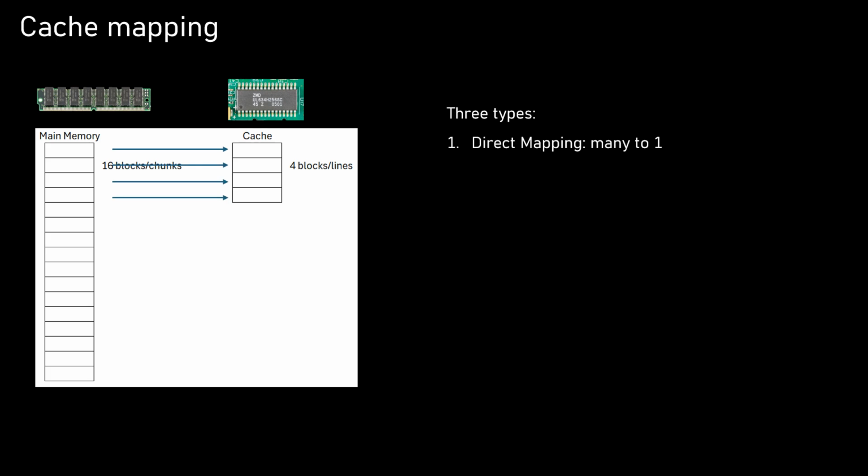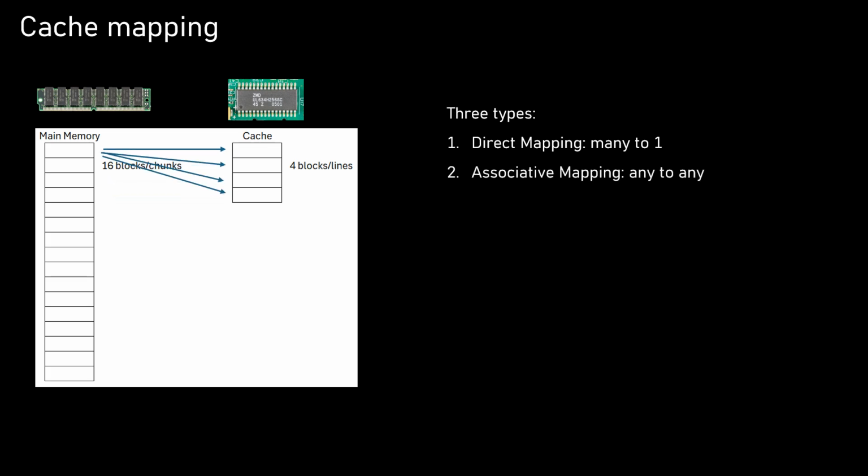In direct mapping, each block of memory maps to exactly one cache line. The memory address is divided into three parts: the tag, the cache line, and the block offset. The cache line determines where the memory block is stored in the cache, and the tag is used to identify if the block in the cache is a desired block from main memory or if it's storing another block.